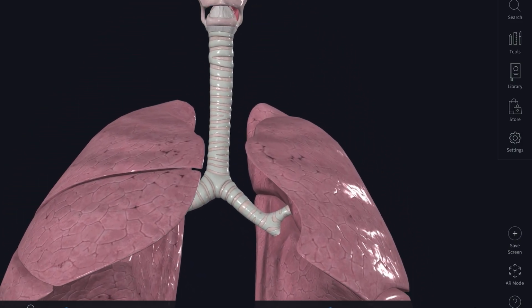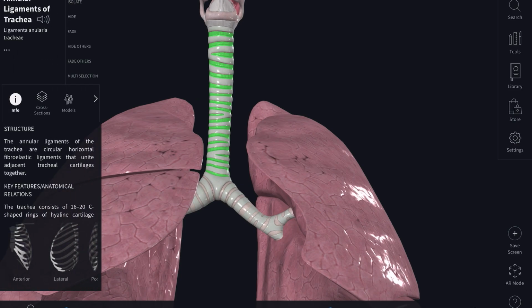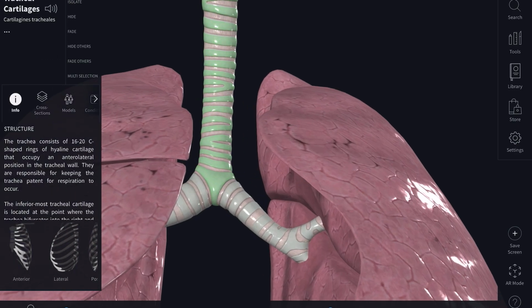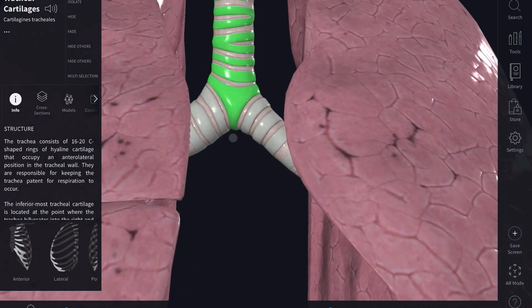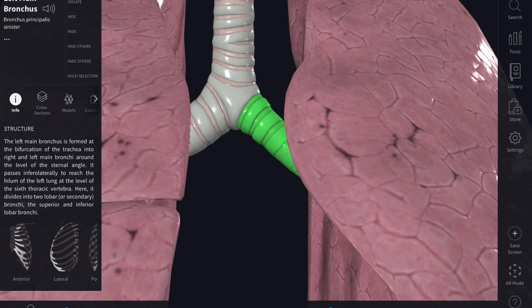Now we're looking at, here's your trachea, and there's the tracheal rings, and then right in between those two, that's what's going to be called your carina, and then these are going to be your primary bronchi. In here, they're your main bronchus.